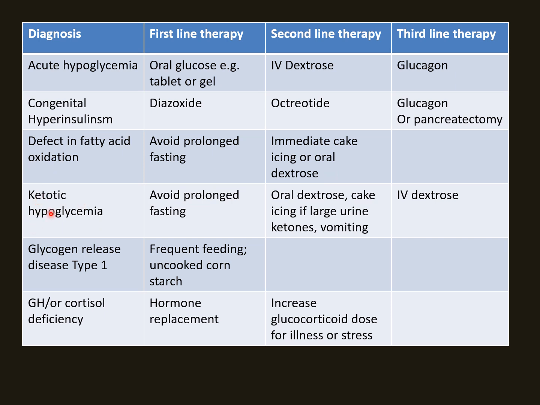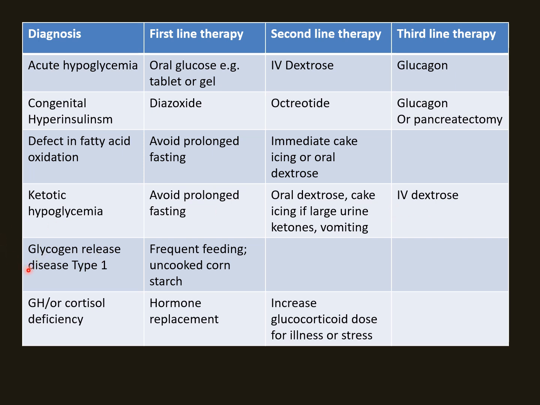Ketotic hypoglycemia: these children present with recurrent hypoglycemia associated with ketosis and acidosis. In this case, they should be provided with ketone strips, and they should be able to measure the ketone in their urine if they have nausea or feel shaky or you suspect they have hypoglycemia. To prevent this, they have to avoid prolonged fasting. The treatment will be oral dextrose or cake icing if large urine ketones, anorexia, or vomiting. If they are in the hospital, IV dextrose will solve the problem within a few hours.